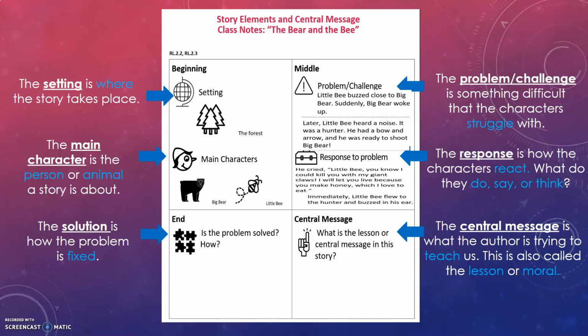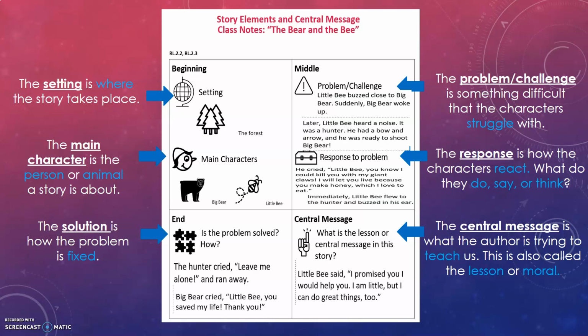The solution is how the problem is fixed. The hunter cried, "Leave me alone," because Little Bee buzzed in his ear. The central message is what the author is trying to teach us. This is also called the lesson or the moral. In The Bee and the Bear, the lesson was that even little things can make a big difference.